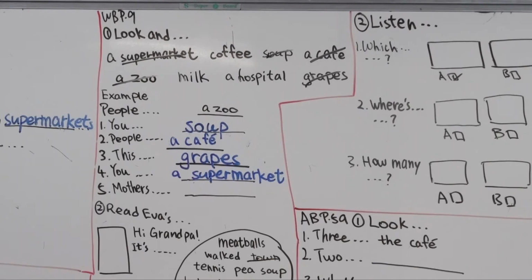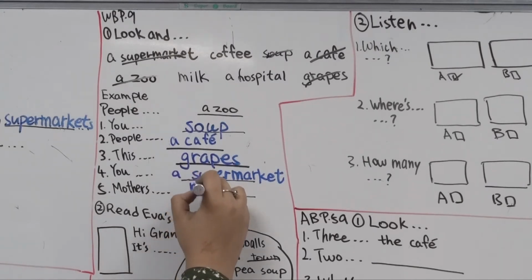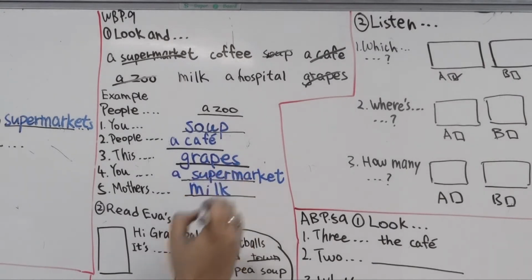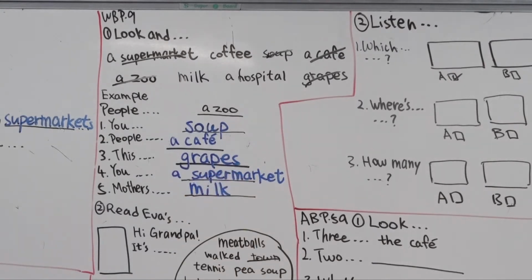Number 5, mothers often give this white drink to babies. Coffee or milk? Of course milk, right? Milk. Great, so we are done with this part. Moving on to part 2.